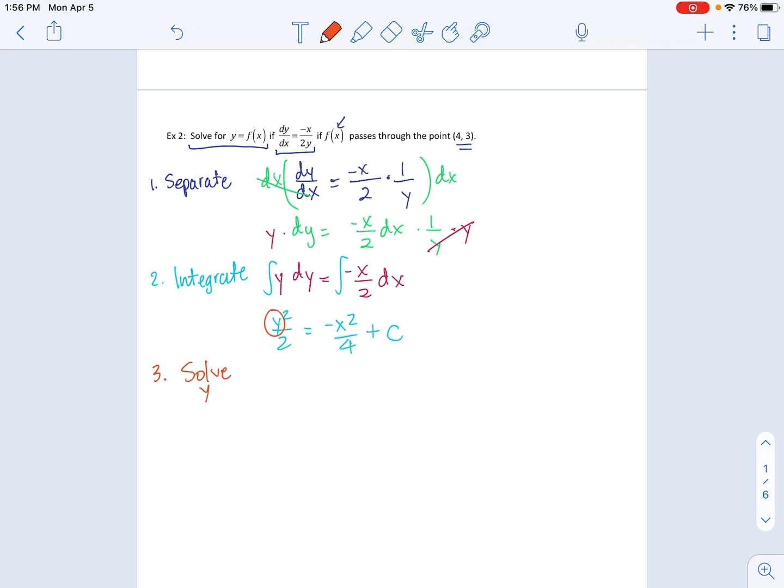So again, I'm solving for this y. It's going to kind of look like the last problem. Multiply everything by 2. I've got y squared equal to negative 1/2 x squared plus c. Don't change the plus c, and then square root. So here is my, what is this called? My general solution. And now I got to solve for c.